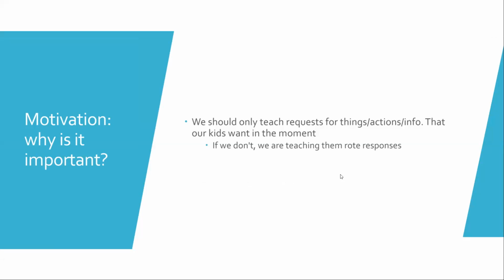So again, why it's so important is because it's a life skill and we utilize it, and it's really a survival skill. We need to have functional communication. We should really only teach requests for things, actions, and information that our kids want in the moment. We don't want to teach them rote responses. We don't want them to request something they really don't want, because then you're not building independent functional communication. You're just teaching a rote response that they might echo, but they really don't want that thing you're having them ask for. So you want to avoid rote responses and just capture motivation in the moment.